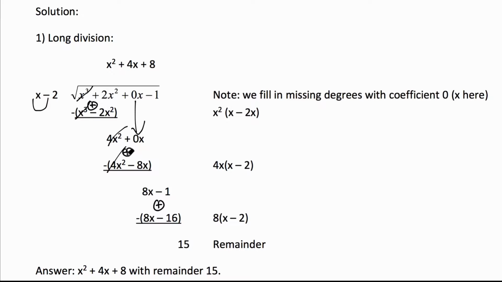And again, same idea, we subtract, but minus and negative becomes positive again, so we'll get 8x. So this time, x goes into 8x 8 times. Here is the 8. Once again, we multiply. So we'll get 8x minus 16, and again, we subtract, and it becomes positive against a negative 1, plus 16 is 15. Now, x cannot go into 15. As soon as we get to a degree that's smaller, like 15 here is a constant versus x, then we know we have a remainder. And here's the answer, x squared plus 4x plus 8 with remainder 15.